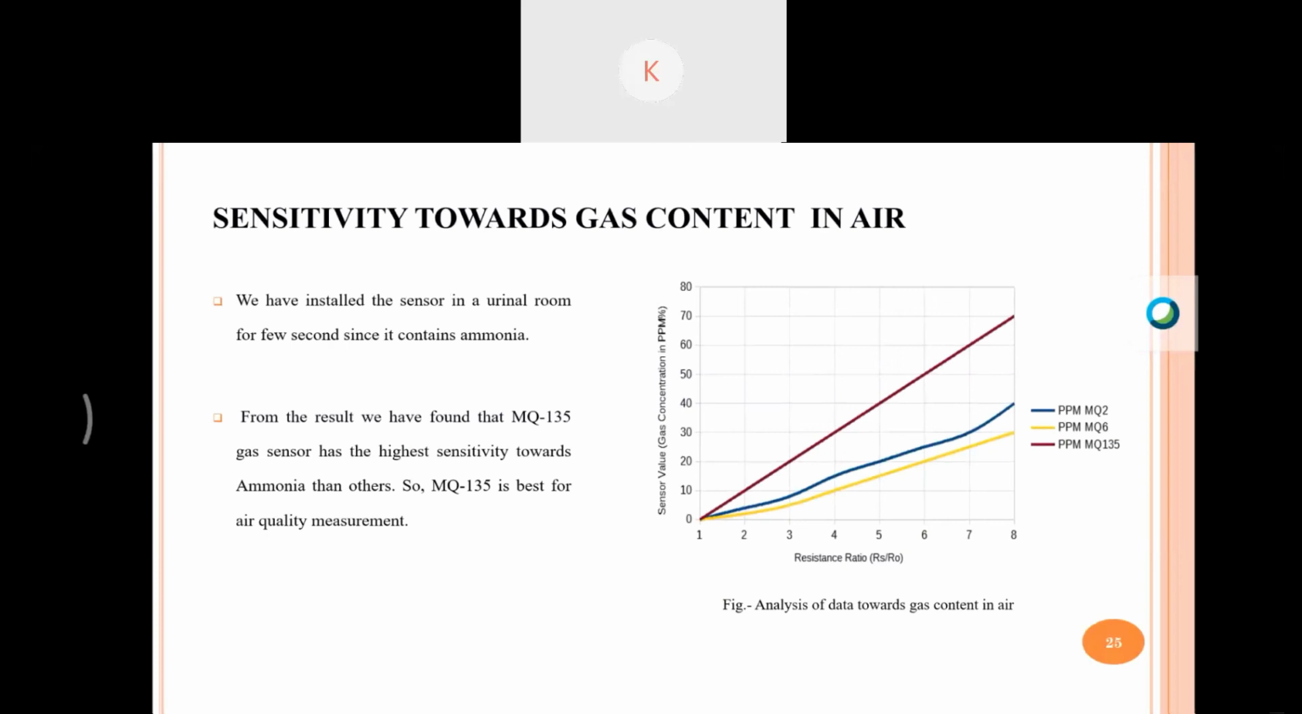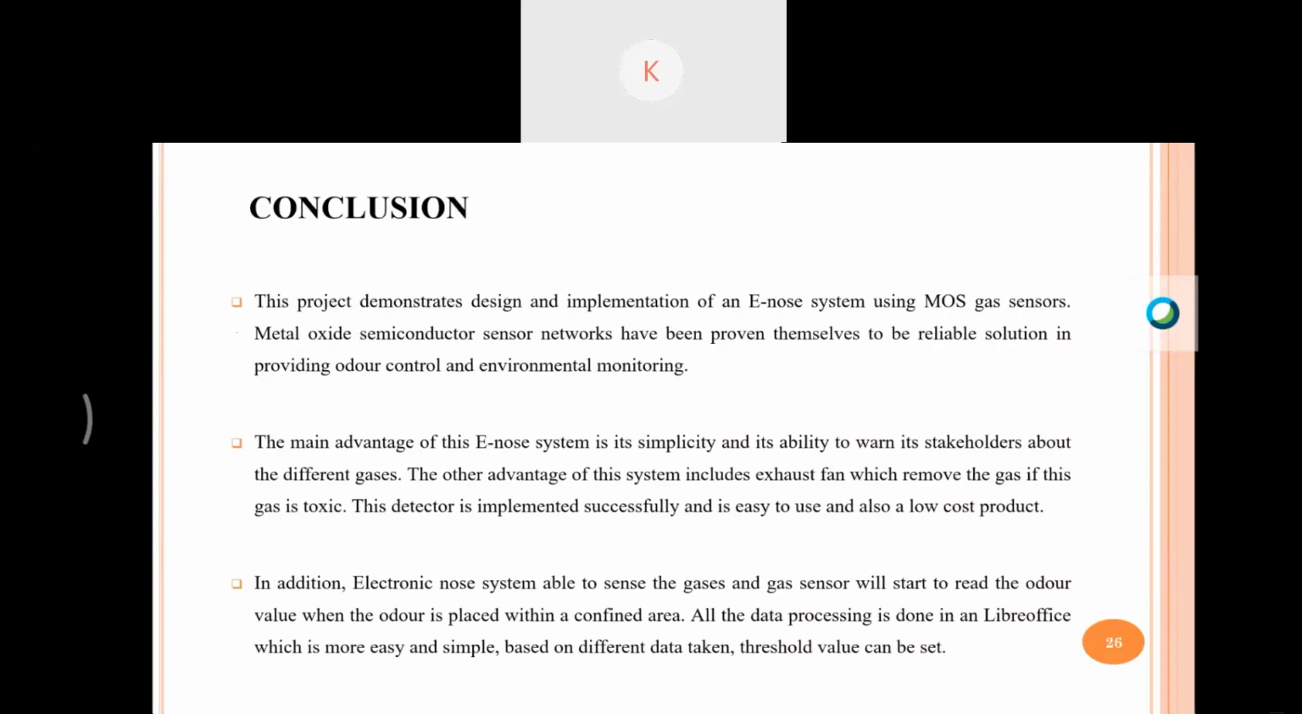Next, the conclusion. From our project, we have gained knowledge of different types of sensors, how these sensors are connected or interfaced with different microcontrollers, and how these sensors can be used in a practical environment. So this project demonstrates the design and implementation of an air quality monitoring system using metal oxide gas sensors, and how metal oxide gas sensors work.